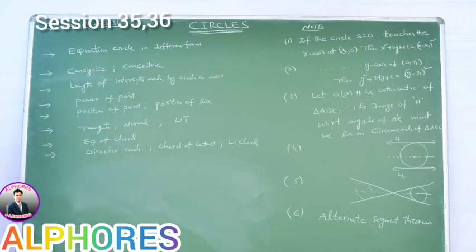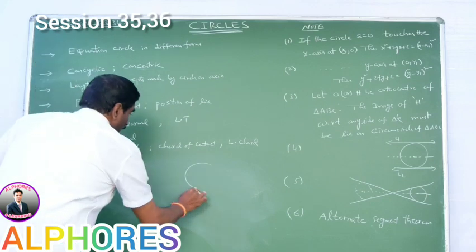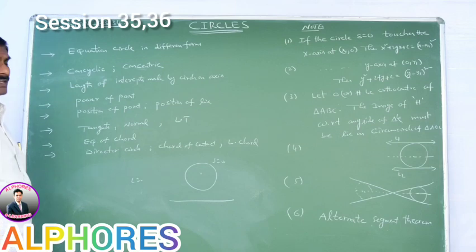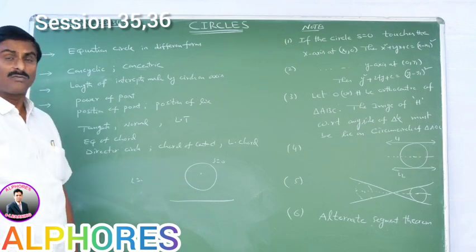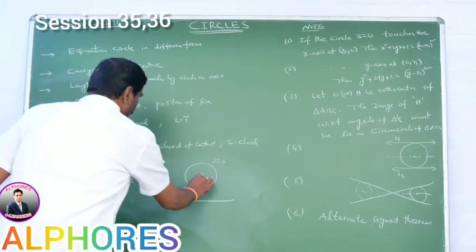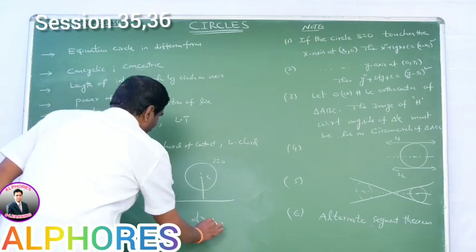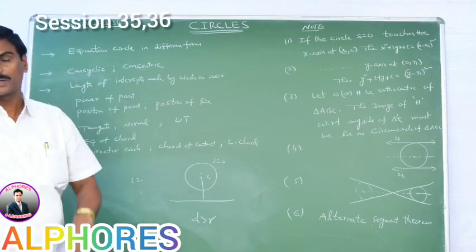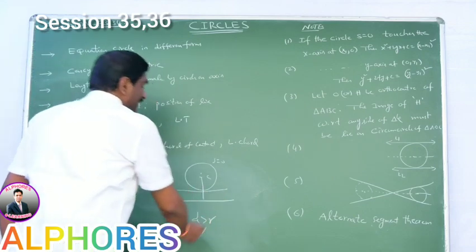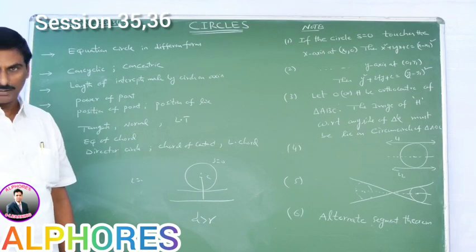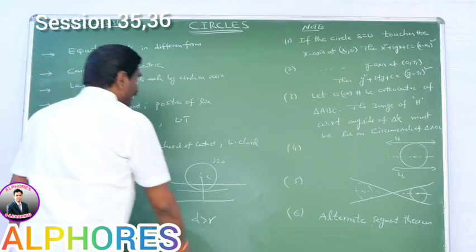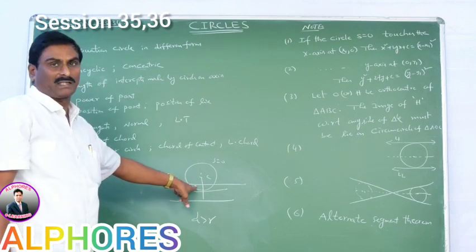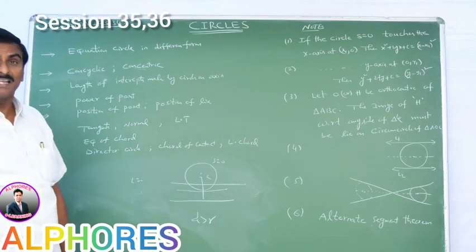Next, position of the line. Circle S = 0, line L = 0. Suppose in this way, if the circle neither touches nor intersects the line, what is the condition? The perpendicular distance D from the center to this line is always greater than r. If D greater than r, then the line is away from the circle, that means neither touch nor intersect. If the line touches the circle, that means tangent. What is the condition? r is equal to D. If the line intersects the circle, then it is said to be a chord of the circle. In this case, r greater than D or D less than r.